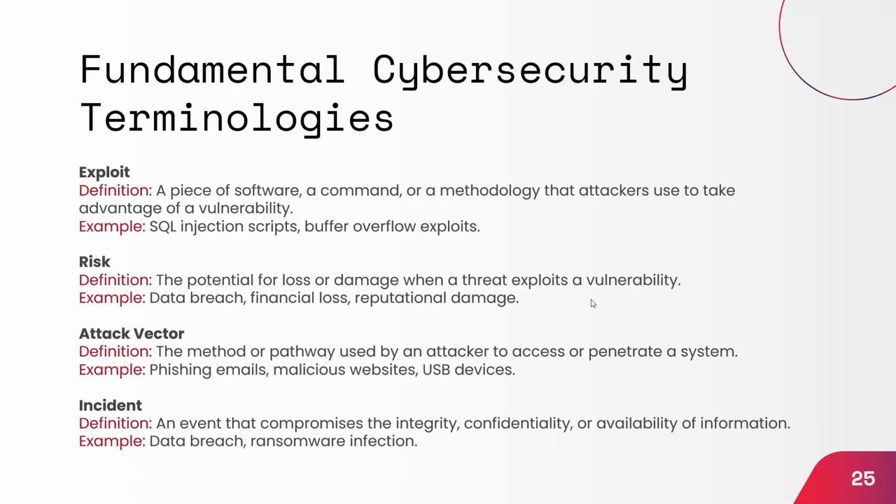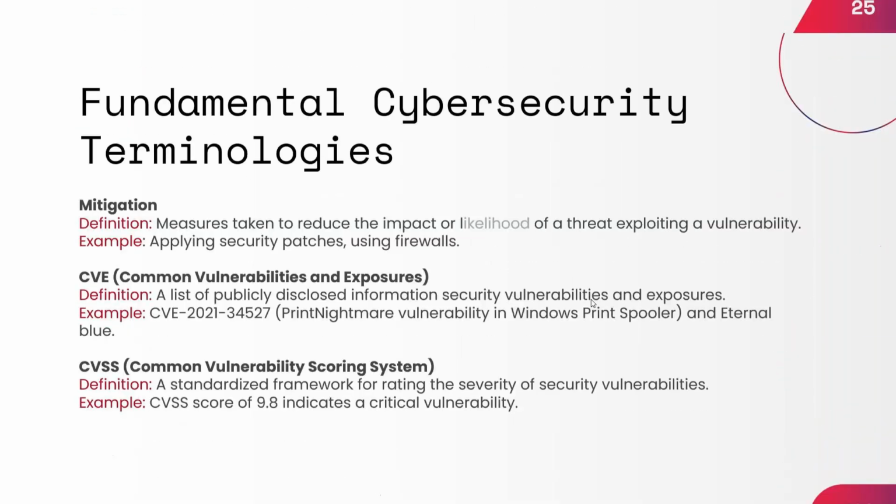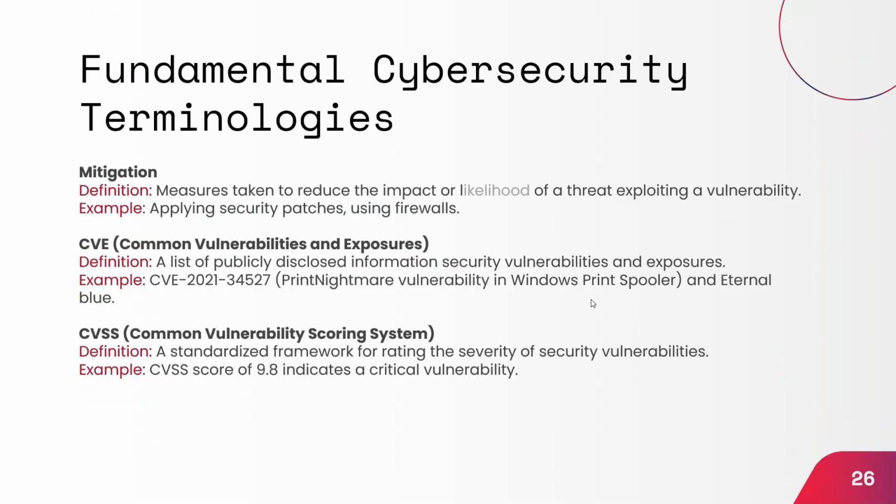Okay. Then we have mitigation. Mitigation is a term that we use to reduce the impact or likelihood of a threat exploiting a vulnerability. Let's say we have a vulnerability which is like an open entry point for an attacker. So we need to fix it, right? Someone has to fix it. If someone is not fixing it, they will exploit it. So we have to mitigate it.